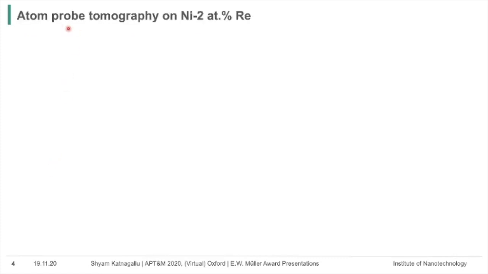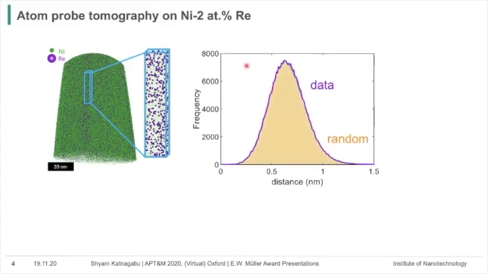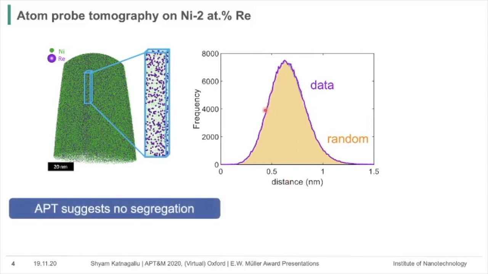So we did atom probe tomography on this binary alloy. However, to our surprise, we did not see segregation. Here, what you are seeing is rhenium first nearest neighbor distribution in the data, which is shown in purple, and it actually matches with the random distribution of rhenium at the same composition. It shows that APT is saying that we do not have any rhenium segregation.